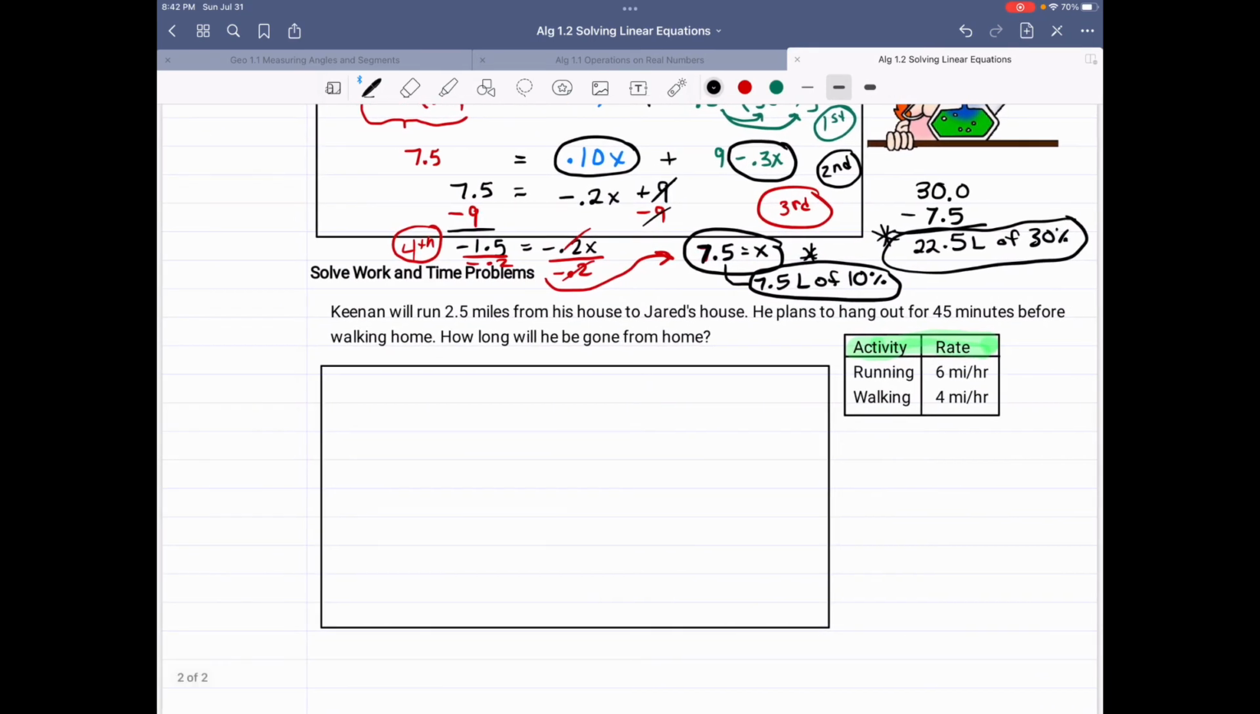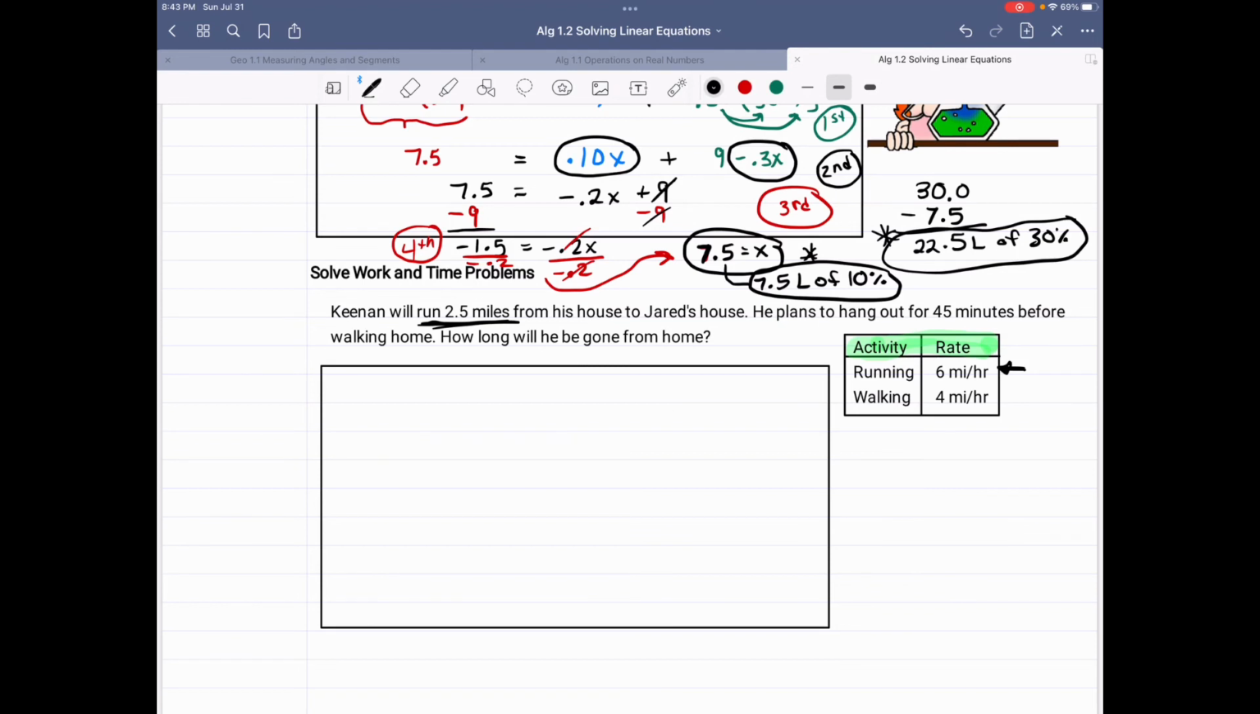Solve work and time problems. Keenan will run 2.5 miles from his house to Jared's house. He plans to hang out for 45 minutes before walking home. How long will he be gone from home? Okay, so his friend's house is 2.5 miles away because it says right here he's going to run 2.5 miles to Jared's house. When he is running, he runs at 6 miles per hour, and he's going to stay there for 45 minutes. So we want to know how long will he be gone from home.